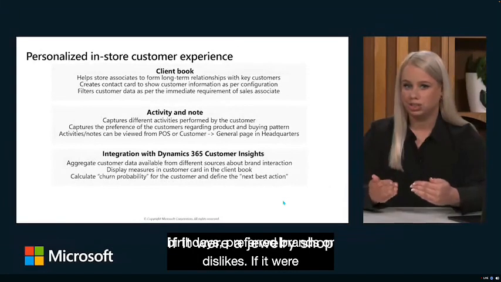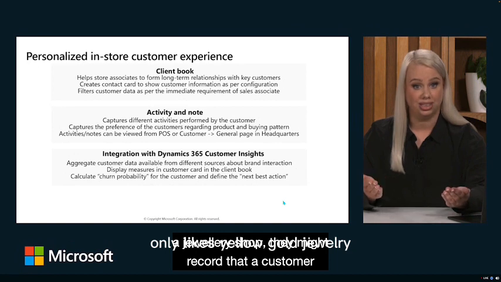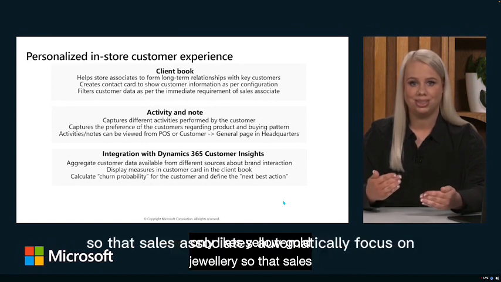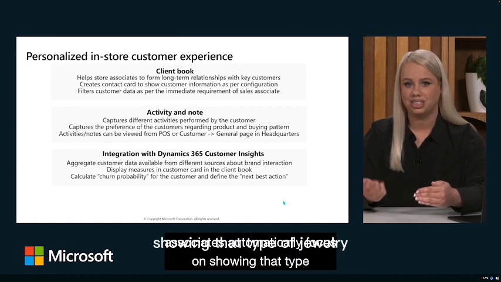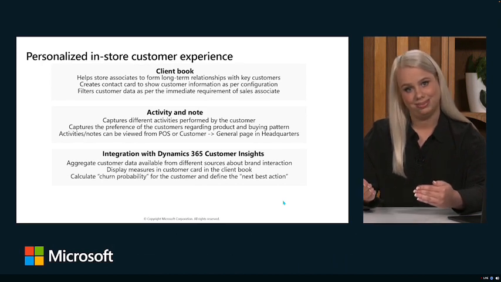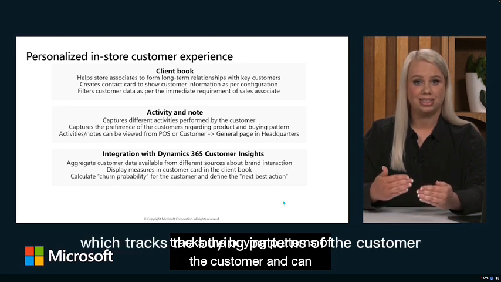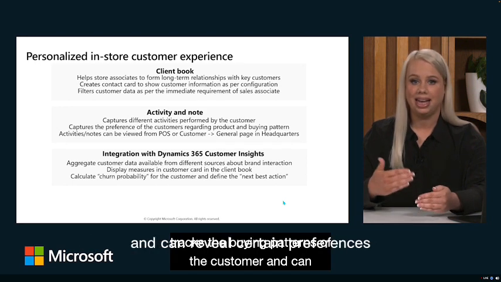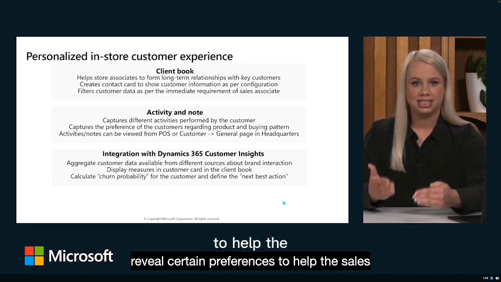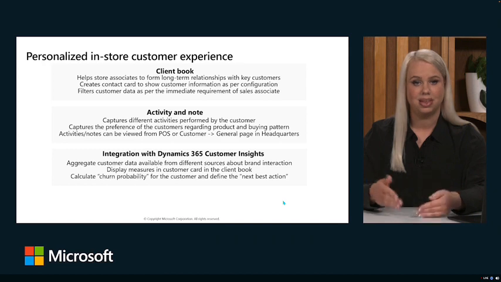If it were a jewellery shop, they might record that a customer only likes yellow gold jewellery, so that sales associates automatically focus on showing that type of jewellery as opposed to showing rose gold pieces. Next, we have Activity and Note feature, which tracks the buying patterns of the customer and can reveal certain preferences to help the sales associate to personalise the shopping experience.